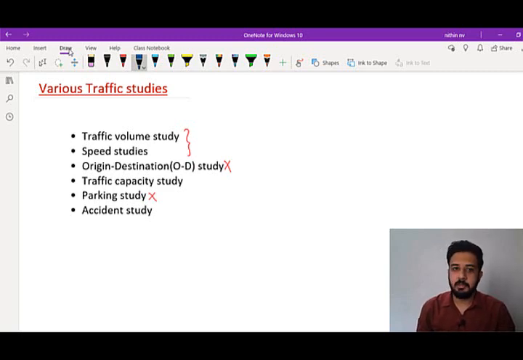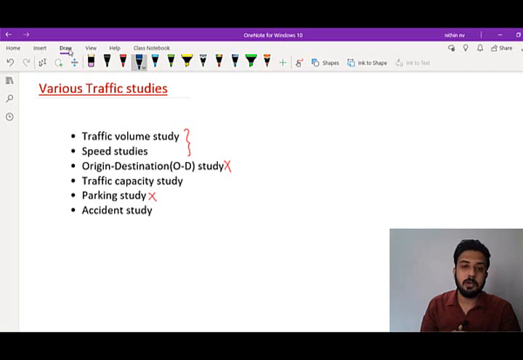Obviously, which may be better, whether manual counting or automatic devices? You may be thinking it is automatic devices, right? But no, manual counting is always better because we can classify the vehicles also. If we are keeping some automatic devices, maybe a bus is coming, then a car is coming, then a bike is coming. So automatic devices will count simply, okay, 3 vehicles, that's it.